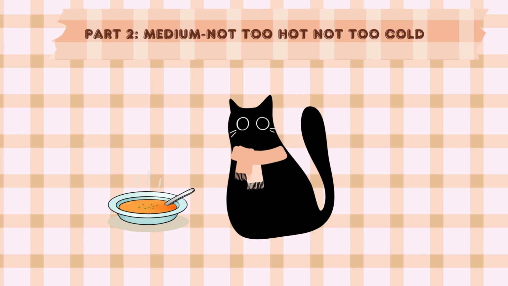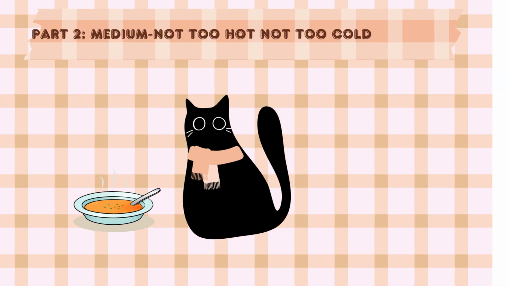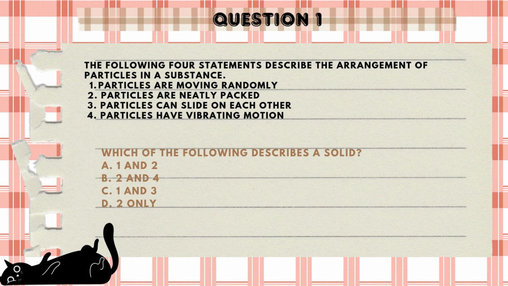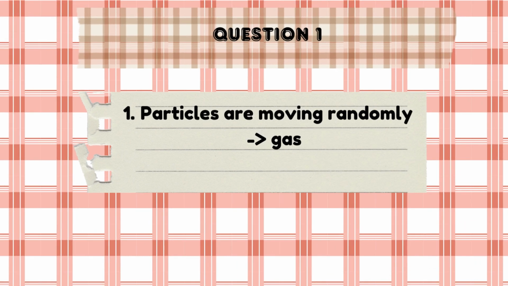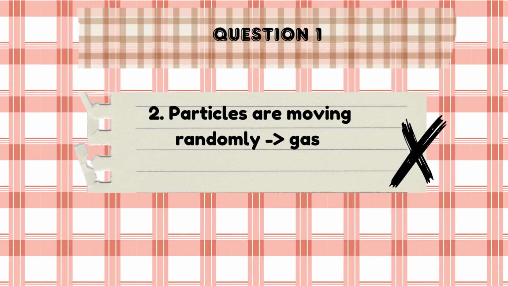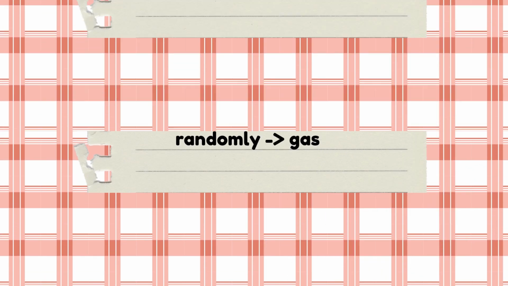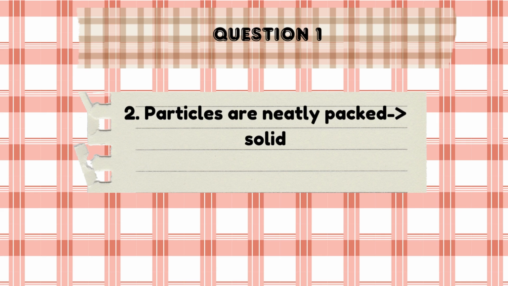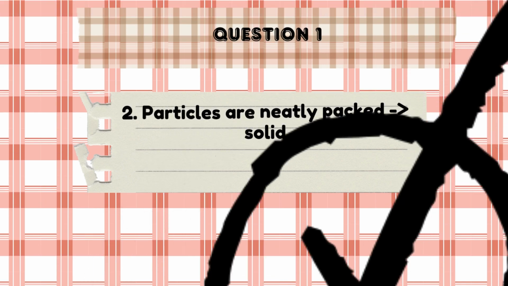We have finished part 1. Let's move on to a harder section. Not too hard, but not that easy either. Look at the statements and see which one is correctly describing a solid. First statement says that particles move in a random manner, but this is describing a gas, not a solid. So this statement is wrong. Particles are neatly packed. This is definitely talking about solid. We have one correct statement already.